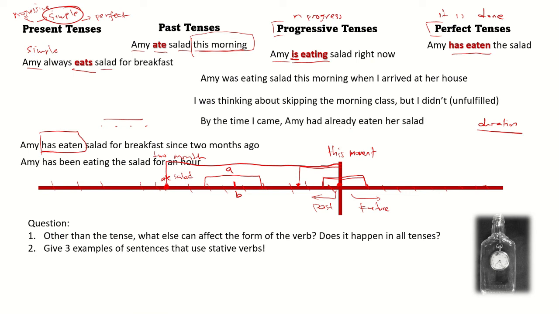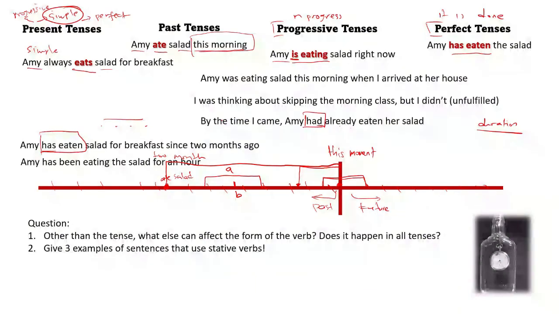Now, by the time I came, Amy had already eaten her salad. Look at this one. In this sentence, I use had instead of has or have. So this one indicates the past perfect tense, the past form of perfect tense. The past perfect tense is similar to past progressive tense. It is used to indicate that one event occurred after or before another event.